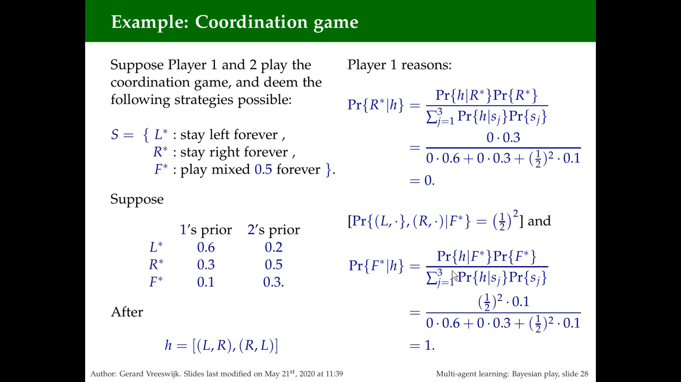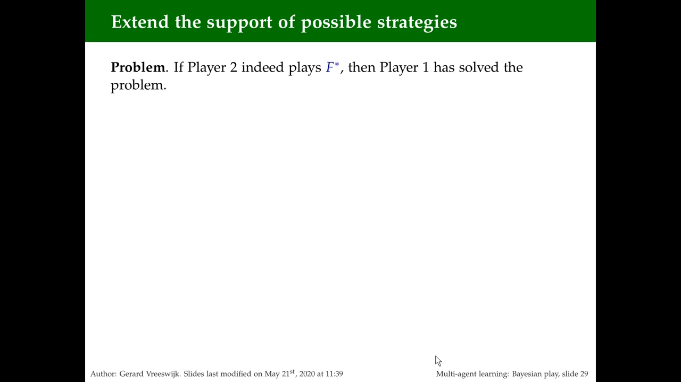So because F star, capital F star, is the only reply rule left, it is given a Bayesian probability of 1 because it's the only alternative. Now, if the second player indeed plays mixed half and half, then the first player solved the problem. But just as well, for the same reason, player 2 need not play mixed half and half at all.